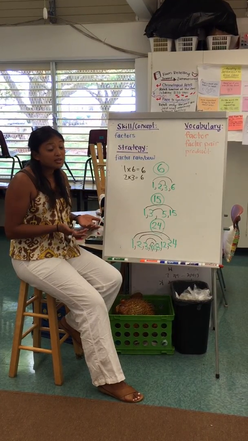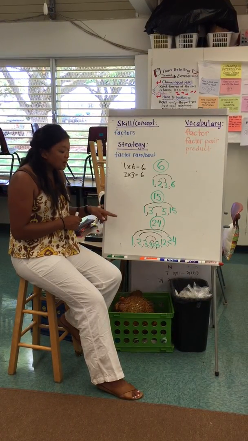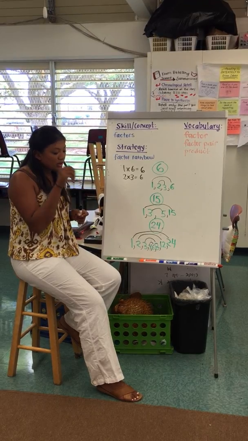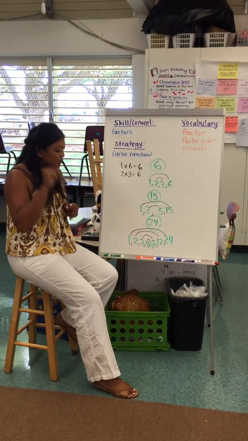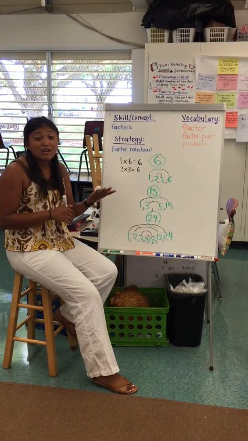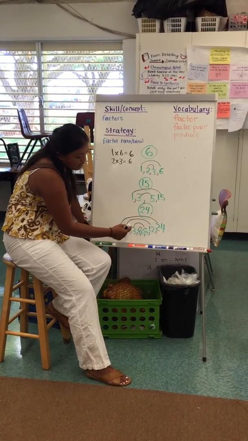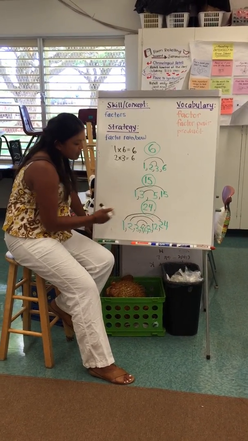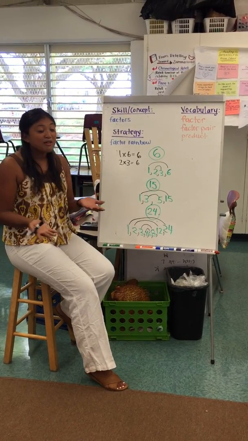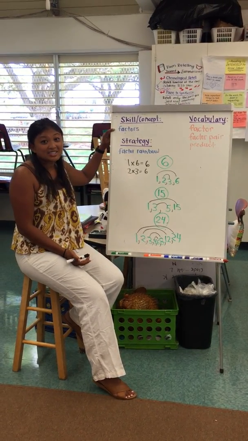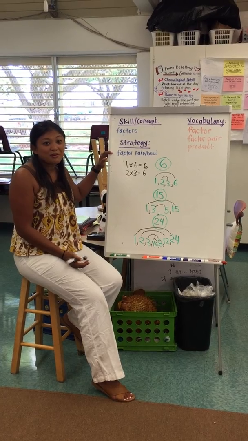But how many factor pairs does it have? Count it by yourself, blow it in your hand, release. Yeah, that's right, 4. 4 factor pairs. 1 and 24, 2 and 12, 3 and 8, and 4 and 6. And that, my friend, is how you can find factors using the factor rainbow. Good luck!